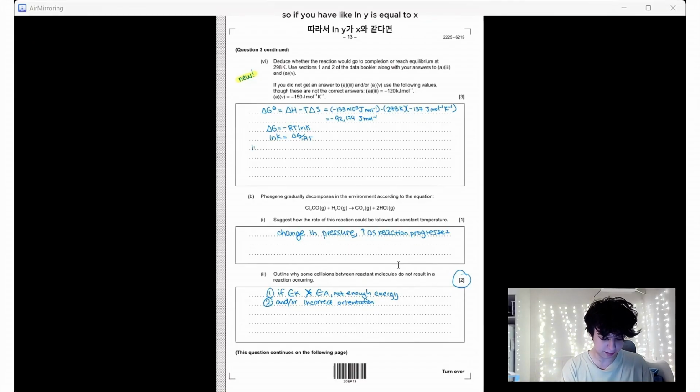So if you have ln y is equal to x, that is the exact same thing as e to the x is equal to y. So we can use that for this equation. We know that K is going to be equal to e to the Gibbs free energy divided by negative RT. So we're going to go ahead and put that in there.